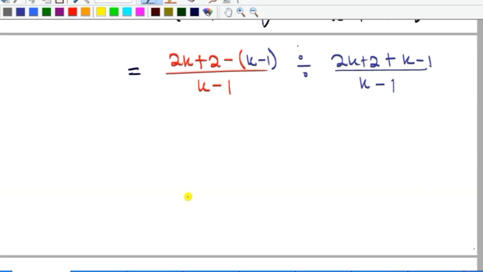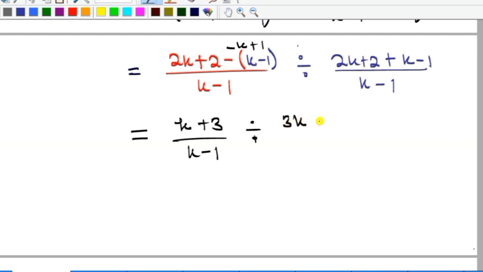Now we are going to simplify the numerators of the two fractions. If you open this bracket, this will become minus k plus 1. You see what I'm saying? While this one will remain the same. So 2k minus k will give us k, and then 2 plus 1 will give us 3, and that is over k minus 1. Now divided by, here 2k plus k will give us 3k, and then 2 minus 1 will give us plus 1. And that is all over k minus 1.